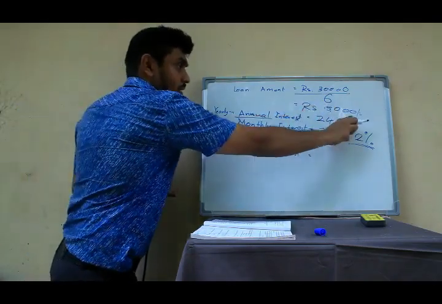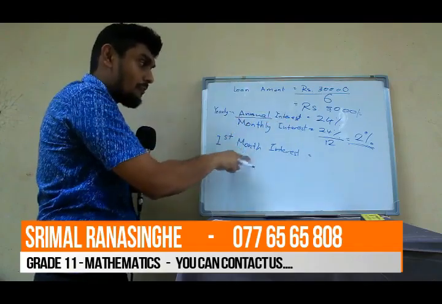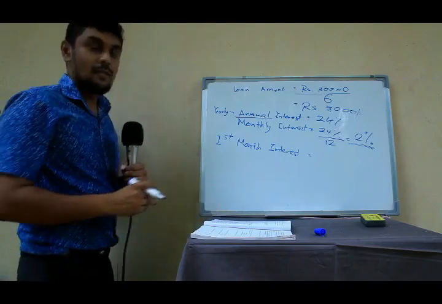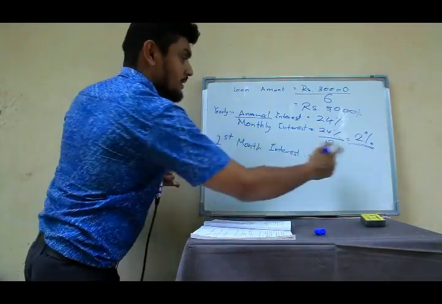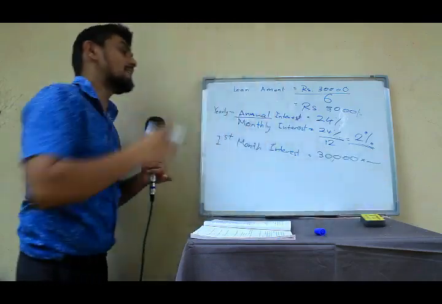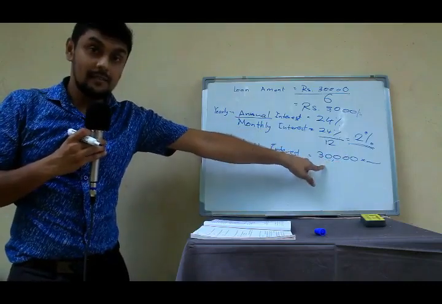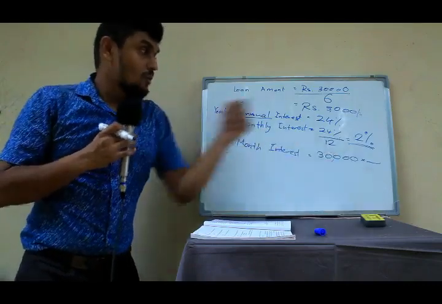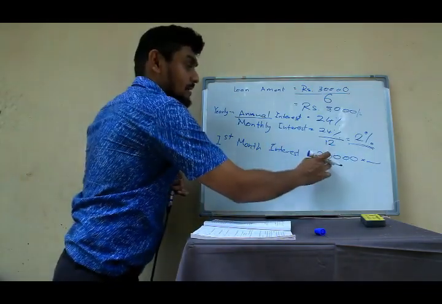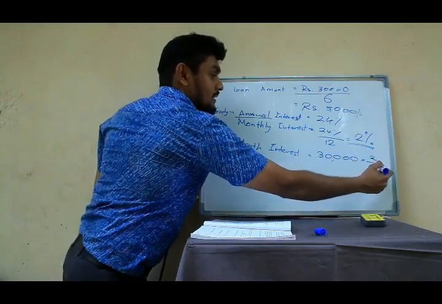So this one is the loan amount, only the loan amount. Now we are finding only the interest value. Yes, we have to go to the first month. We have 30,000 rupees here as a loan. So we have to find out what the interest is. Now this one, and the monthly interest is 2%.